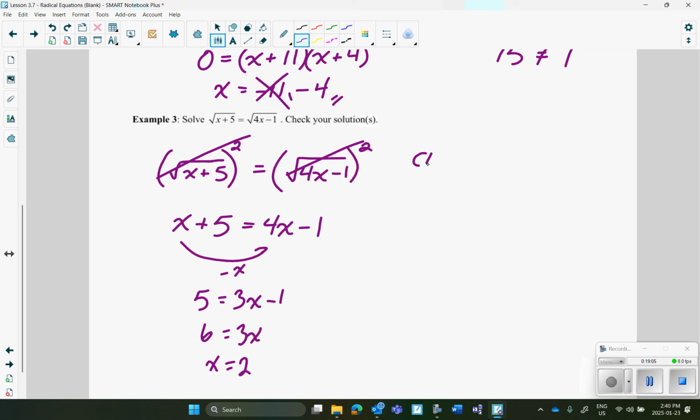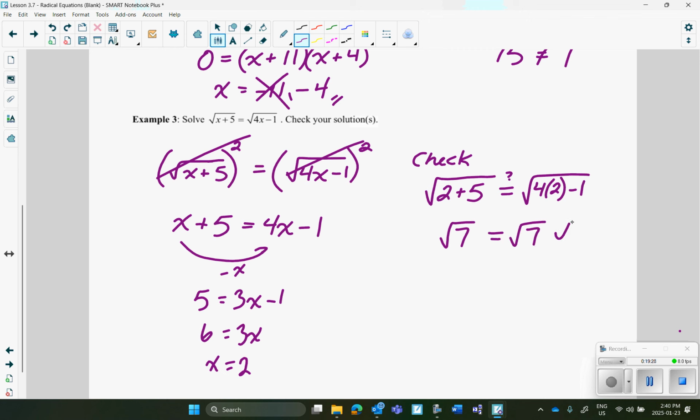Check. Does the square root of 2 plus 5 equal the square root of 4 times 2 minus 1? Does the square root of 7 equal the square root of 7? You bet. You don't need to calculate it. Good solution.